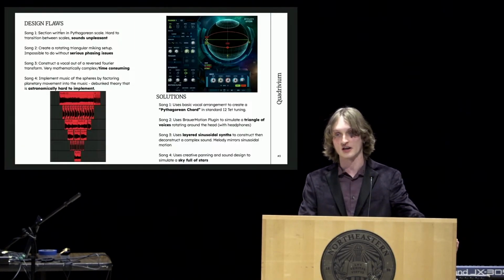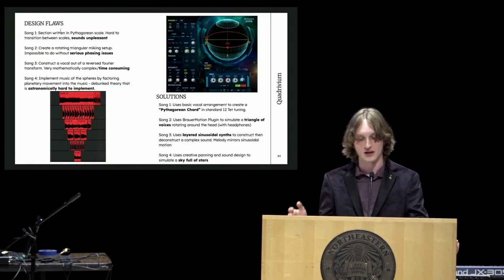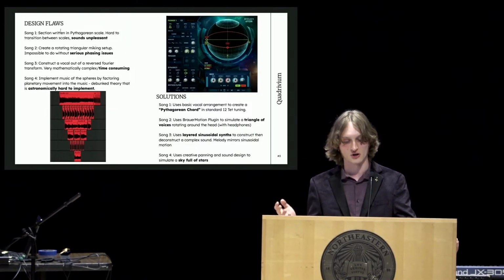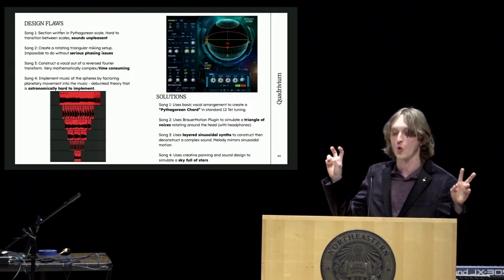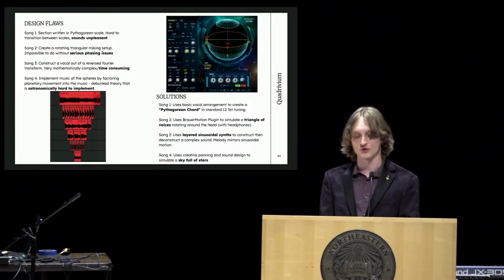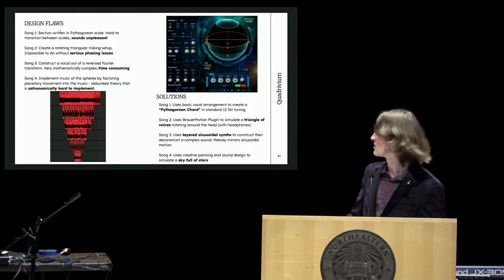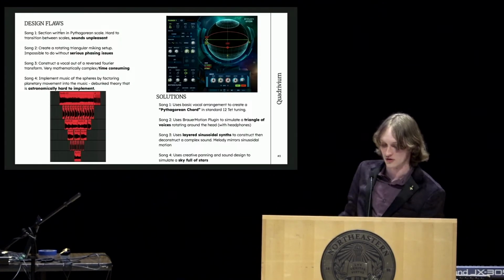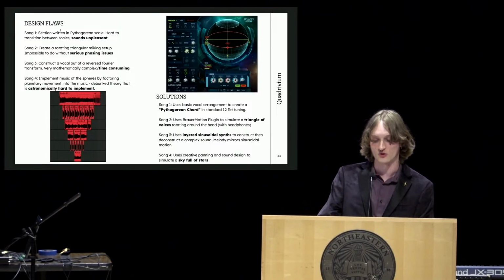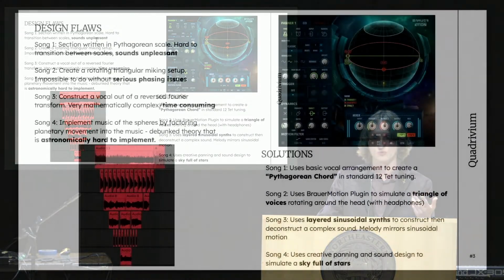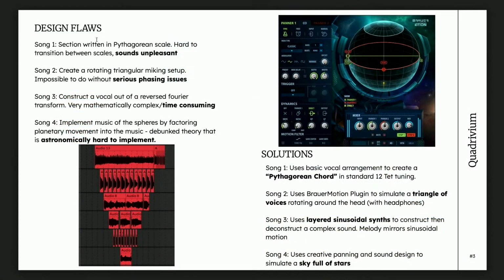So solutions, I dialed everything back and just tried to get into the music. So the first song uses a Pythagorean chord in standard regular tuning where it layers. If you see that picture with all the red on it, those are all sound waves in each tone of the chord. 1, 1, 2, 3, 5, 8, and 13, which is the Fibonacci sequence.